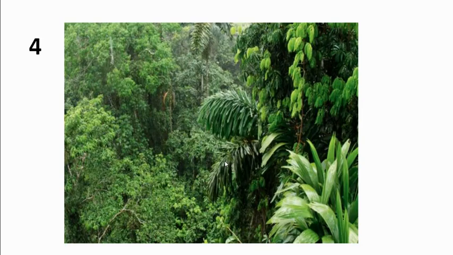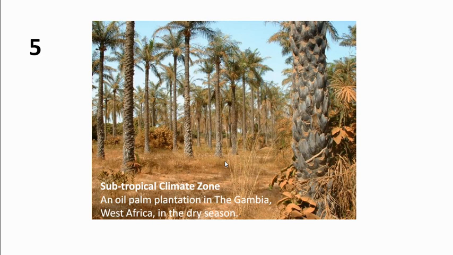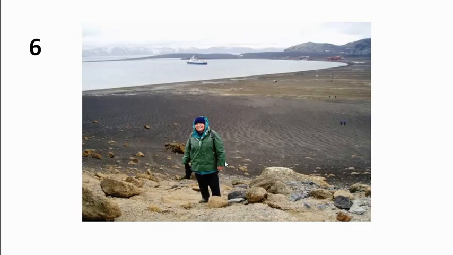Number 4. Now I expect you got this one. This is a rainforest. This one is actually in Brazil. It's hot and wet and humid all year round. And this one, this is subtropical. This is in the dry season, and this is an oil palm plantation in the Gambia in West Africa.